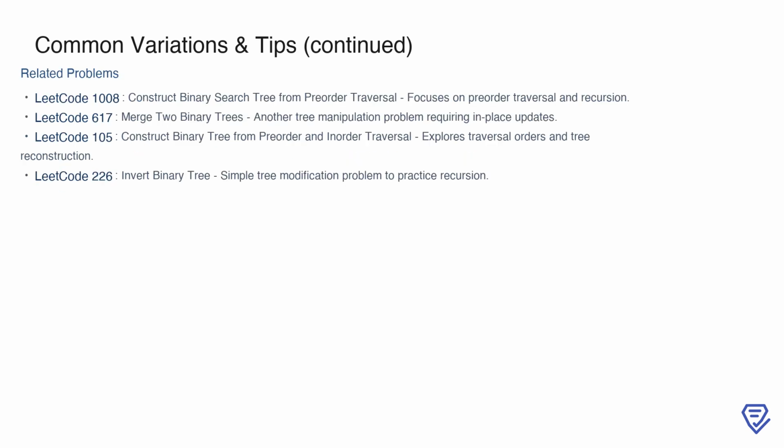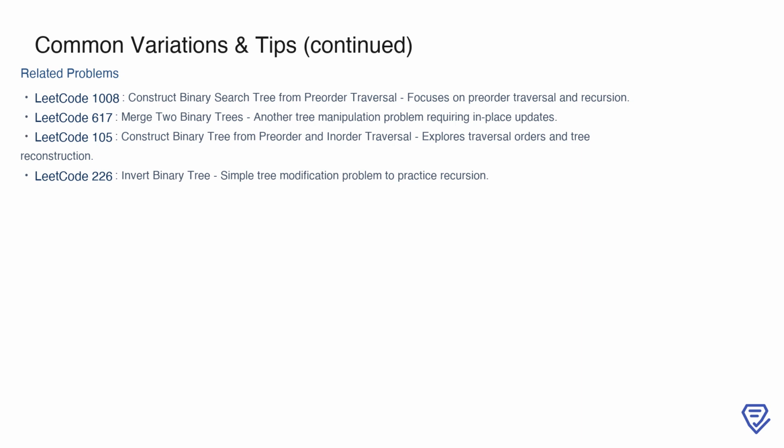This problem is closely related to several other tree manipulation challenges on LeetCode, which can help you strengthen your understanding of recursion and traversal. For instance, LeetCode 1008, which involves constructing a binary search tree from pre-order traversal, emphasizes the importance of pre-order traversal and recursive logic. LeetCode 617, on merging two binary trees, reinforces the concept of in-place updates, making it another relevant problem to practice.